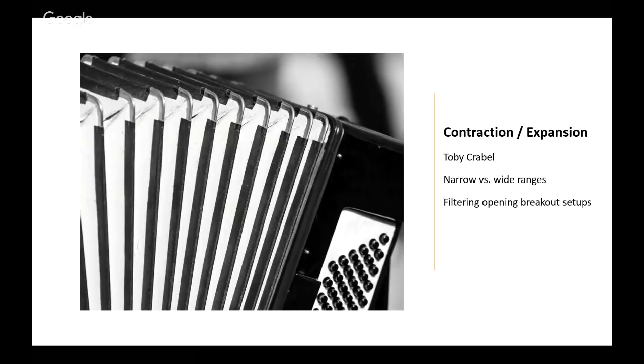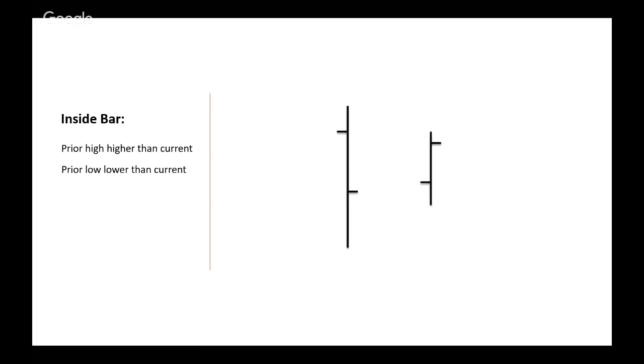So this information was then used by Crabel to choose the opening range breakouts that had a higher probability of success. And there were a few ways of determining narrow range market conditions. First, Crabel looked at the inside bar, which is defined as having a range which is completely encompassed by the previous bar.